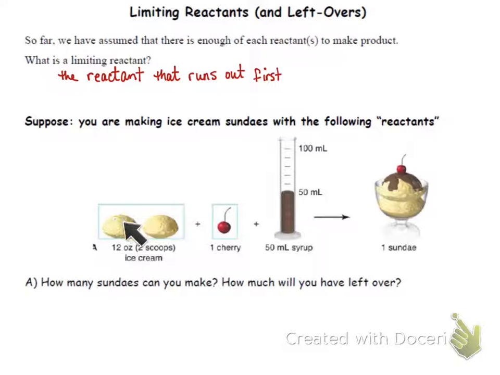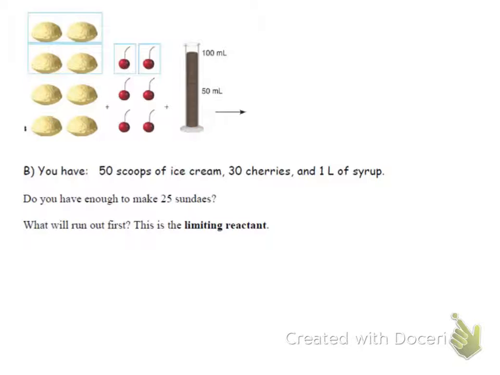So we're going to make sundaes, and every sundae requires 2 scoops of ice cream to 1 cherry to 50 milliliters of syrup, and that gives 1 sundae. So we're going to figure out how many sundaes we can make with a certain amount of stuff and what's going to be left over. So here's the stuff that we are given to start with. We've got 8 scoops of ice cream, 6 cherries, and 100 milliliters of syrup.